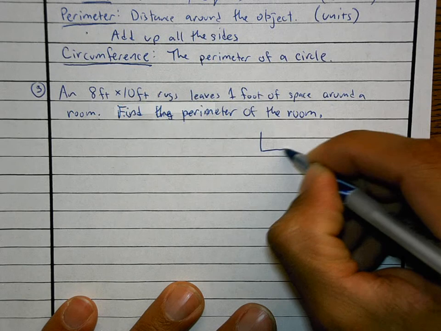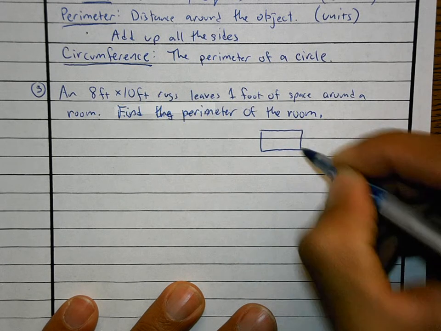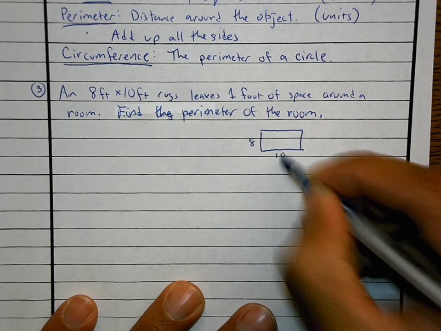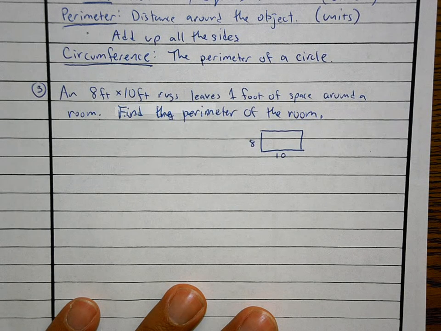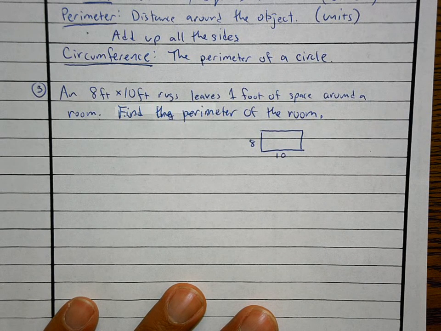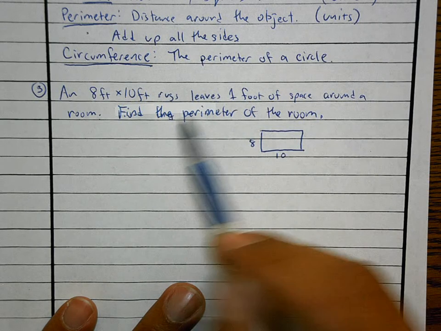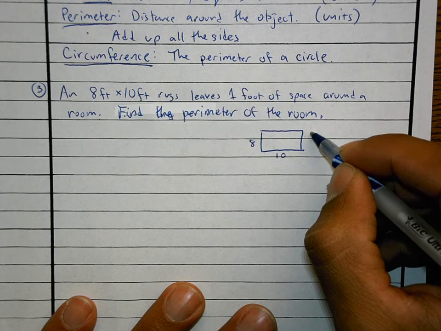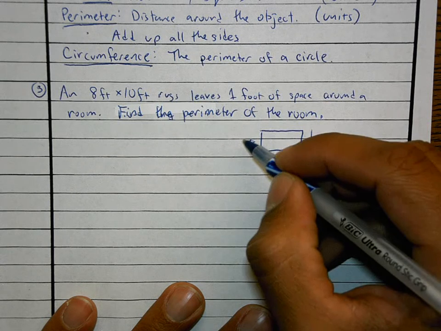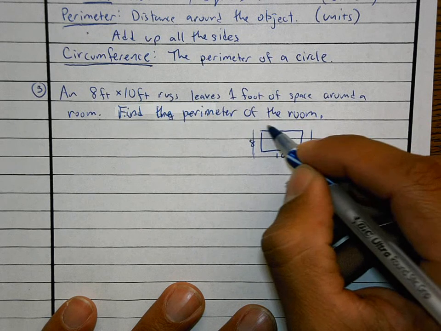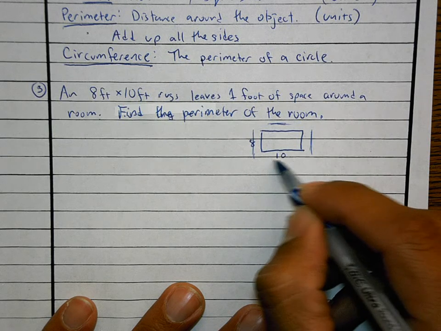Here's the rug. And it doesn't matter which way is 8 and which one is 10, but it's an 8-foot by 10-foot rug, just like that. Okay? It's an 8-foot by 10-foot rug. And this particular room, it says it leaves 1 foot of space around a room. So there's 1 foot of space on this side. There's 1 foot of space on this side. There's 1 foot of space on the top. There's 1 foot of space on the bottom.